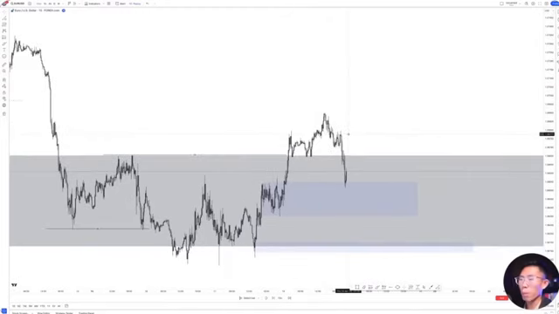So at this point of time, the question I'm asking myself is, which one is it going to react from? It could come down to this area right here and react from this area, or it can even come all the way down to this area here and then react from this area. And the truth is, I don't have a crystal ball. I don't know which one it's going to react from. But what we do as traders is react to the market.